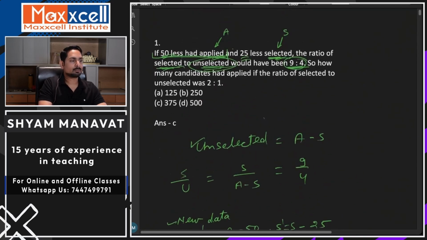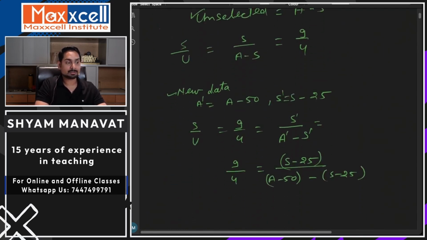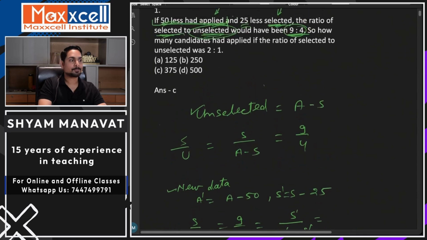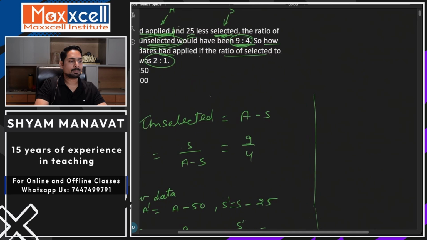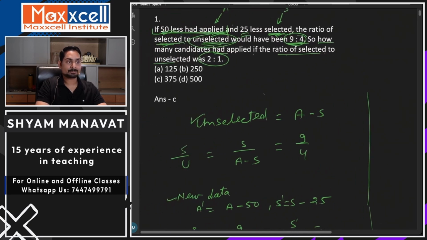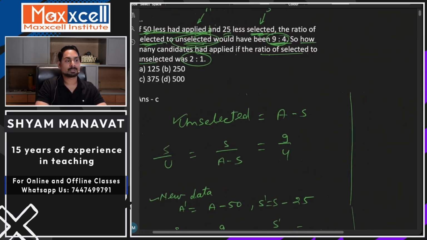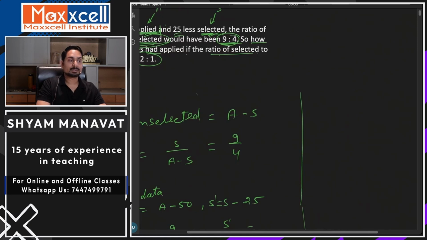ये दिया. अच्छा, what is the next information? This is obviously not enough because you got two variables. So you are supposed to have two conditions. Then only it will be possible to find out the value of each. So second condition क्या? How many candidates had applied if ratio of selected to unselected is 2 is to 1? अच्छा, ये दिया हुआ है. Ratio of selected to unselected, unselected मतलब applied minus selected, is given as 2 is to 1. It was 2 is to 1. तो initially ऐसा था.